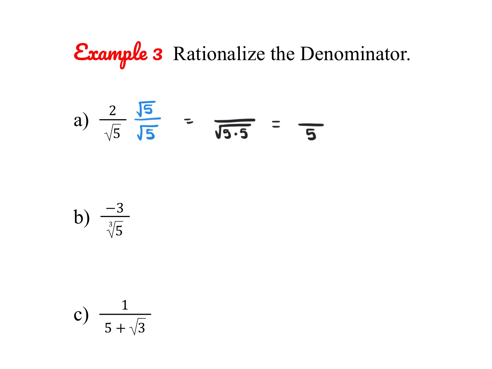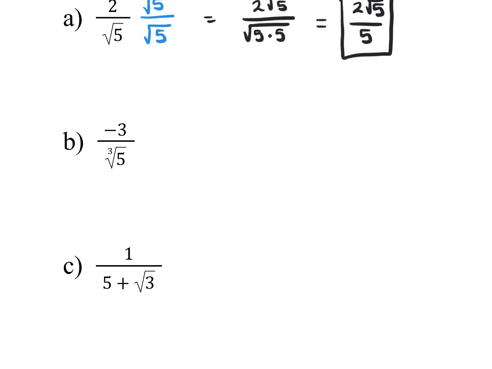So it clears the radical. And then in my numerator, I have 2 times the square root of 5. So my final answer is going to be 2 times the square root of 5 over 5. So again, this process of clearing that radical is called rationalizing. Now let's look at this next one.